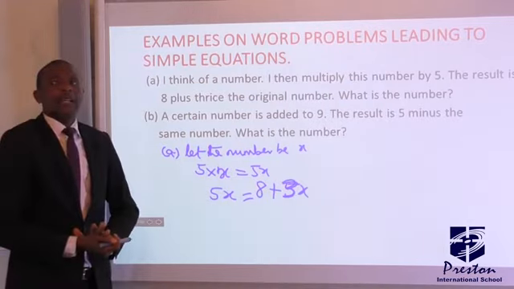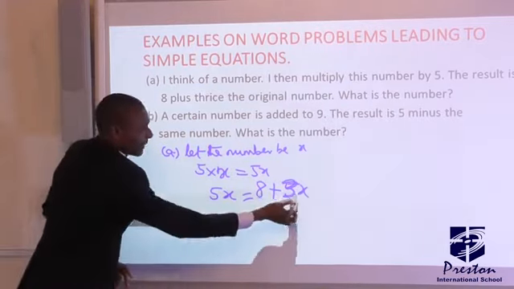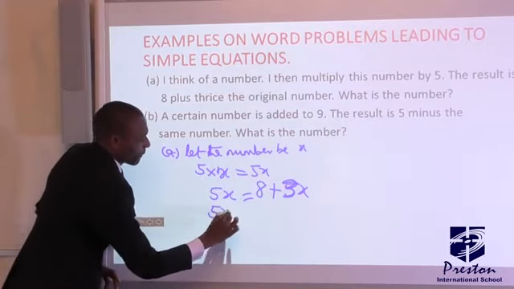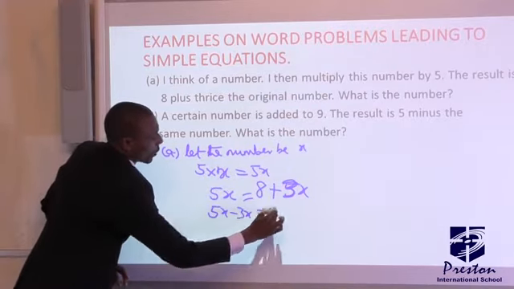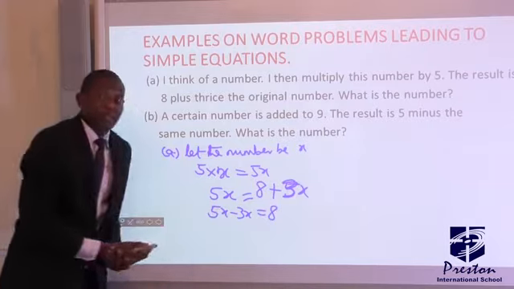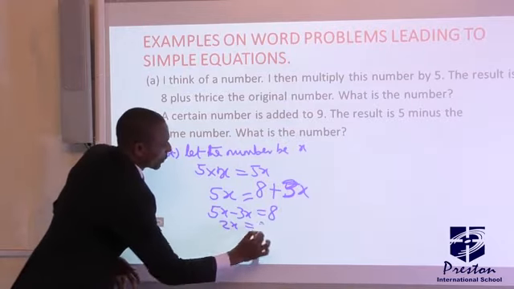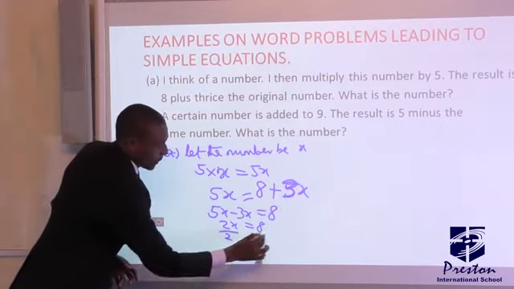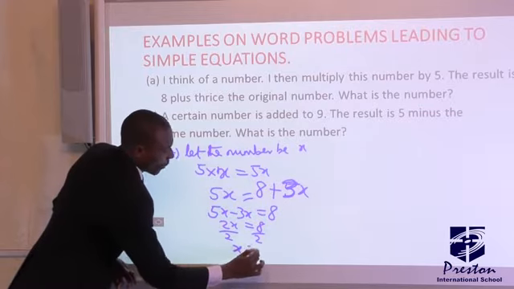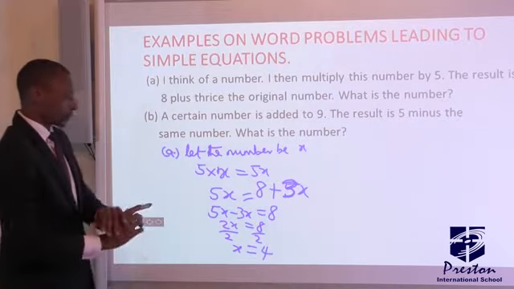Now I can collect like terms. That means bring 2S to join 5S. I have 5S minus 2S equal to 8. Definitely 5S minus 2S is 3S equal to 8. Divide both sides by 3. My S therefore will give me 8 over 3.